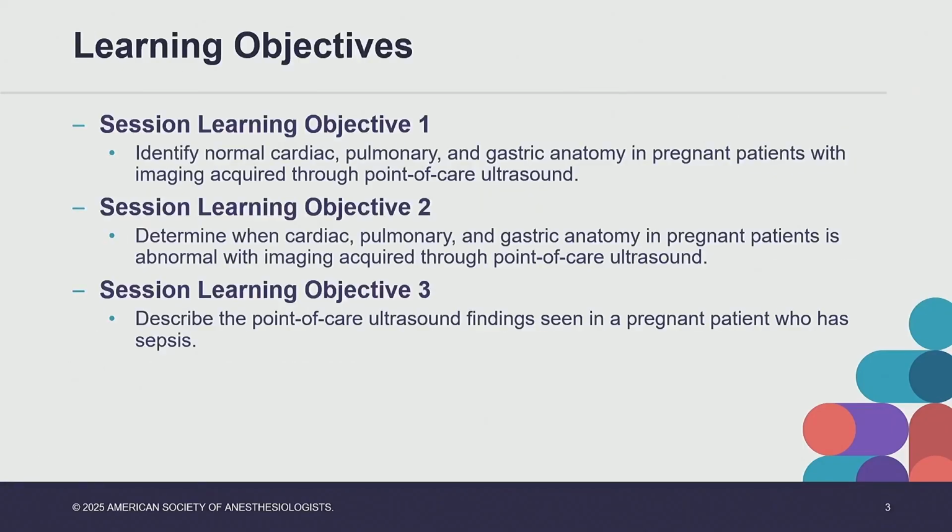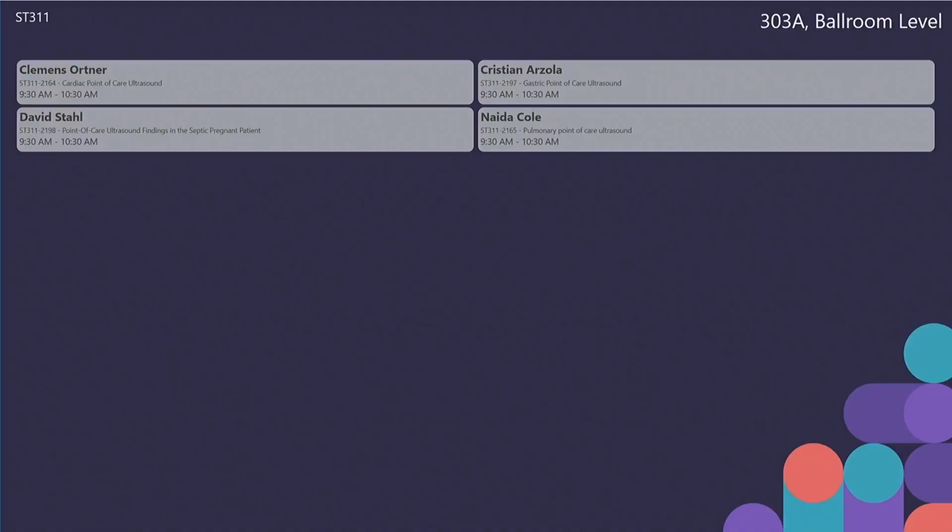And so our learning objectives are as follows: identify normal cardiac, pulmonary, and gastric anatomy in pregnant patients with imaging acquired through point of care ultrasound, determine when cardiac, pulmonary, and gastric anatomy in pregnant patients is abnormal with imaging acquired through point of care ultrasound, and describe the point of care ultrasound findings seen in a pregnant patient who has sepsis. All right, without further ado, we are going to have Dr. Clemens Ortner start.